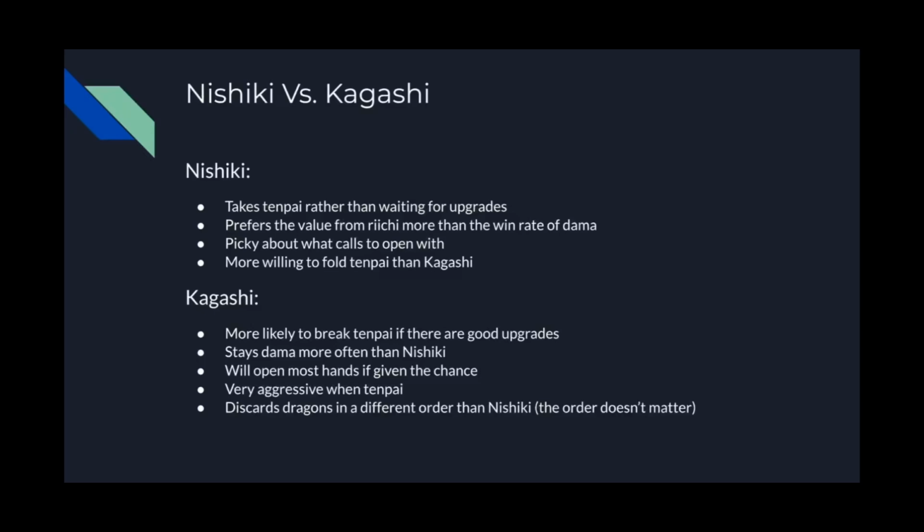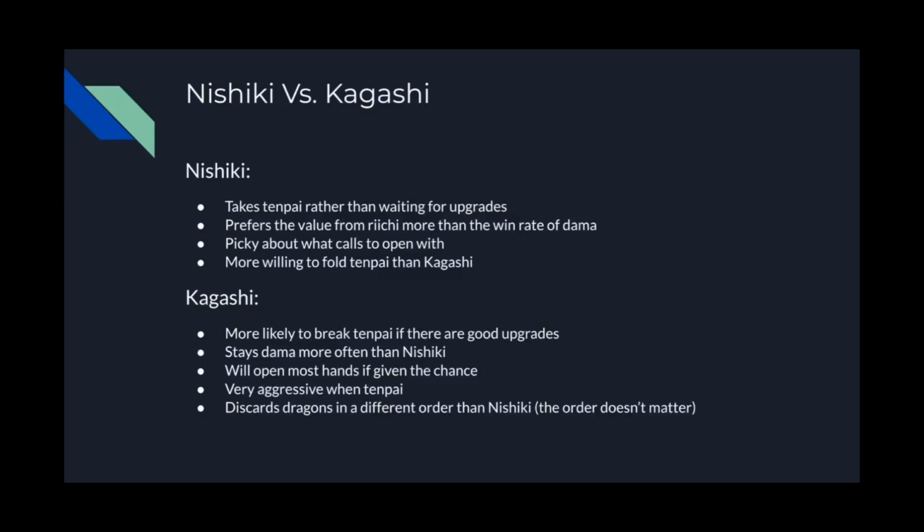Okay, and so that wraps up our first set of the 7 discards, just illustrating all the sort of thinking that goes into discards. Now I'd like to talk a little bit about the 2 strongest Naga models. There are, I believe, 5 different models currently, but the only two that I really use, and that are the two strongest models, are Nishiki and Kagashi.